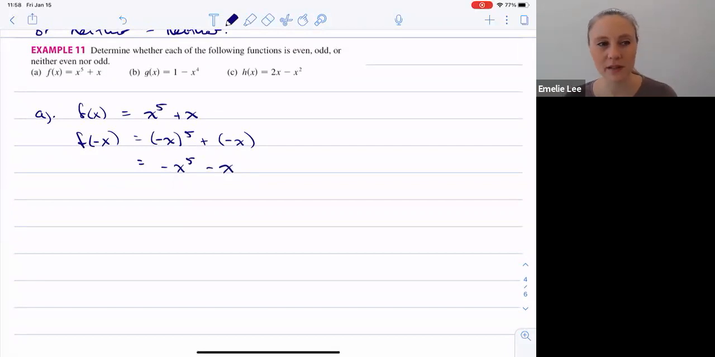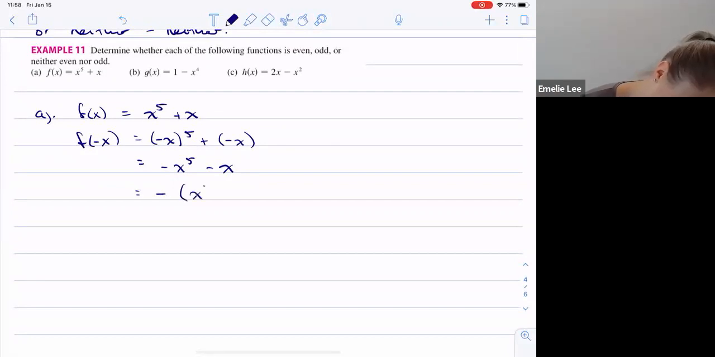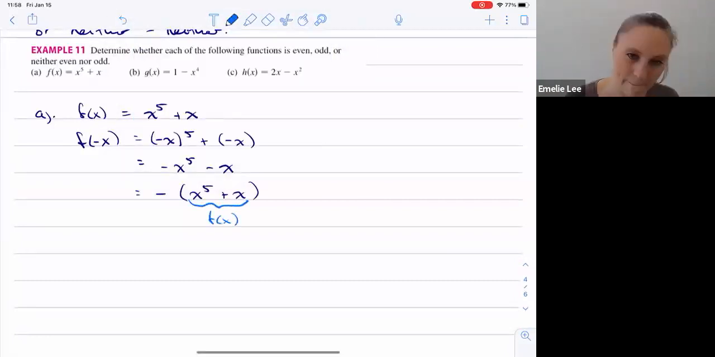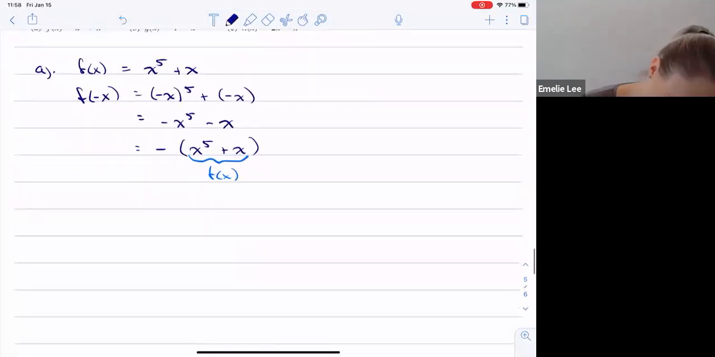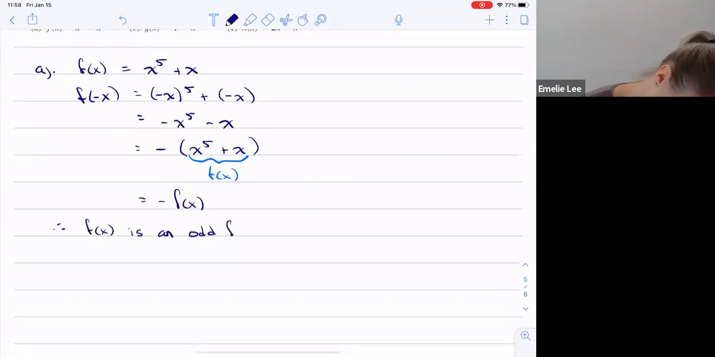I can manipulate this, right? I can extract a common negative. And so what I can do is I can write negative x to the 5 plus x, right? And then just notice that this is f of x. All right, so what I've landed on here is negative f of x. So what I can conclude then is that this is an odd function. So this is equal to negative f of x. Therefore, f of x is an odd function.